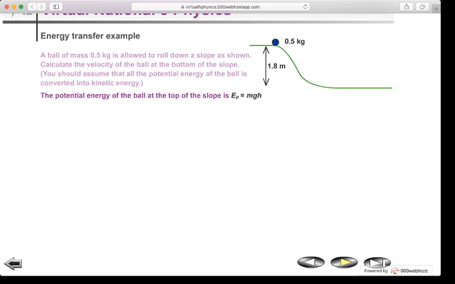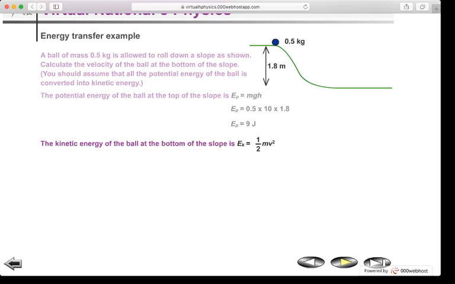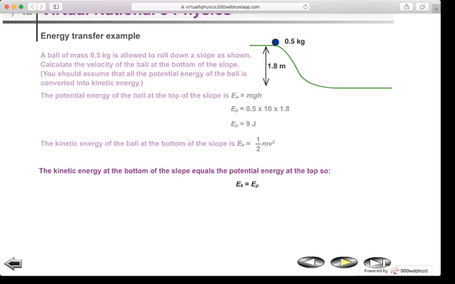So potential energy at the top of the slope is mgh. So EP equals mgh, once again using g as 10, you get 9 joules. And that will be equal to the kinetic energy at the bottom of the slope as well. So Ek is a half mv squared. These two things are equal to each other. So a half times mv squared must equal 9. And now we can just do some simple rearranging, and you get v squared is 36, or v is 6 meters per second.